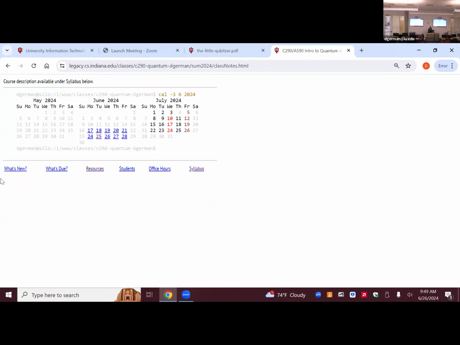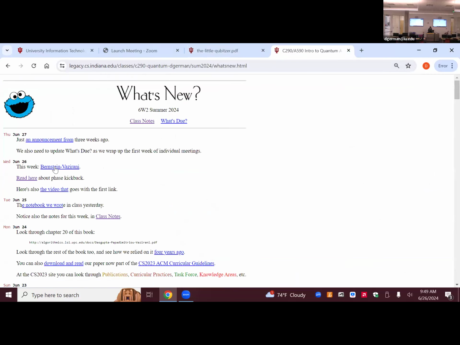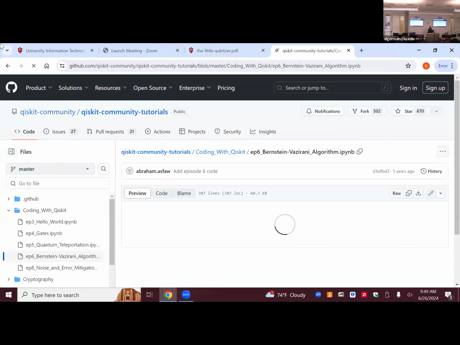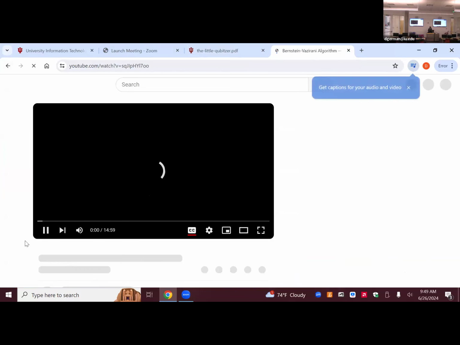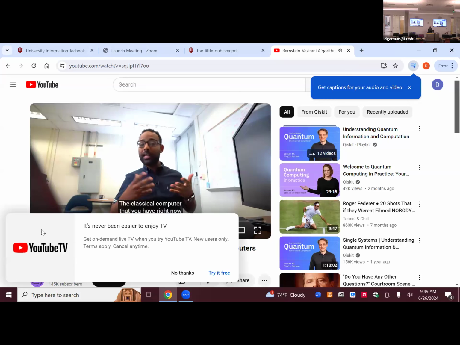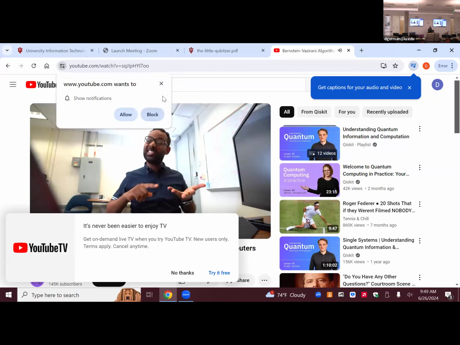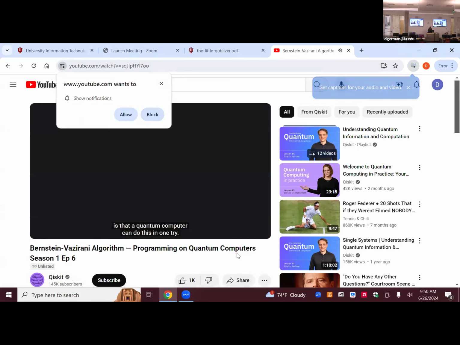And if I go under what's new, I suppose we'll get the video. That's the write-up for the video, and this is the video that goes with that. A classical computer that you have right now could do this in 6 tries. But what's even more impressive is that a quantum computer can do this in 1 try.